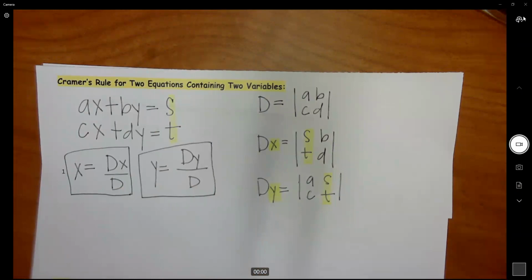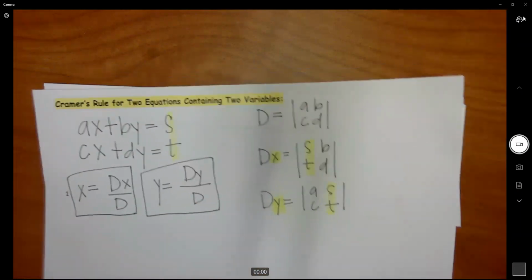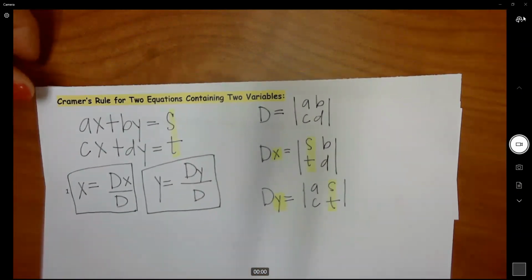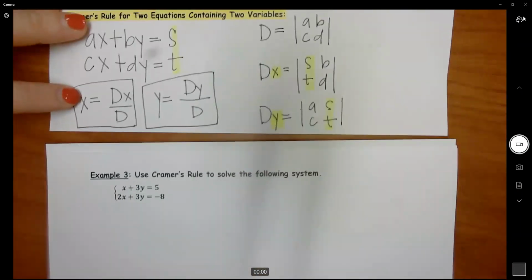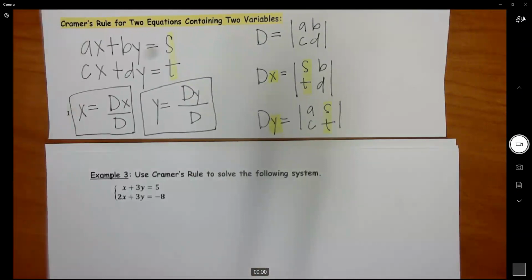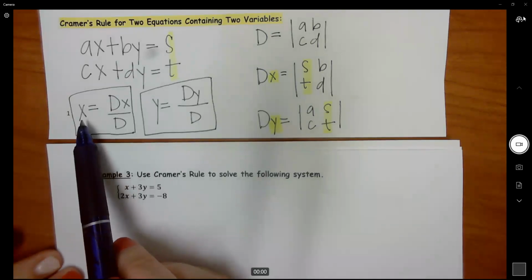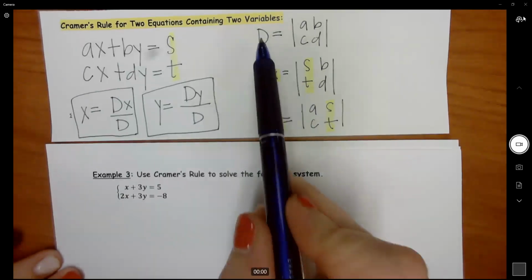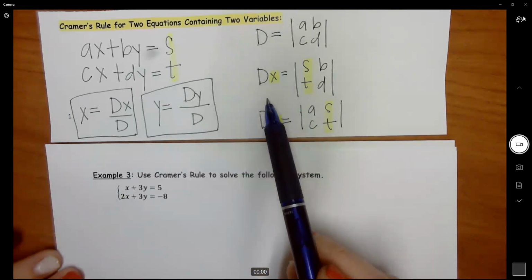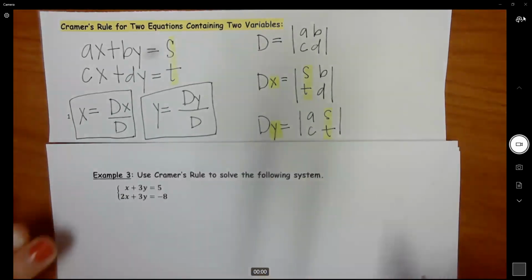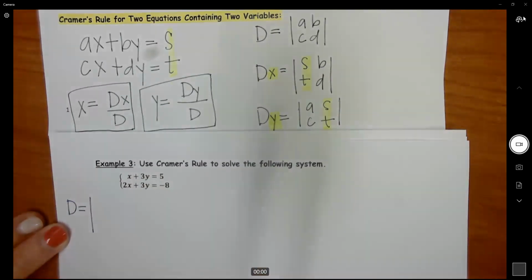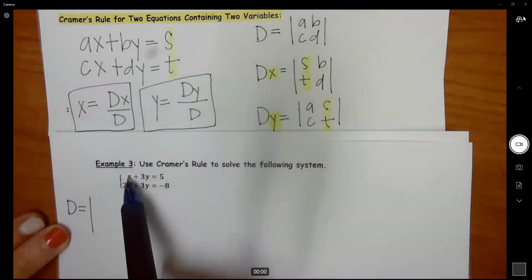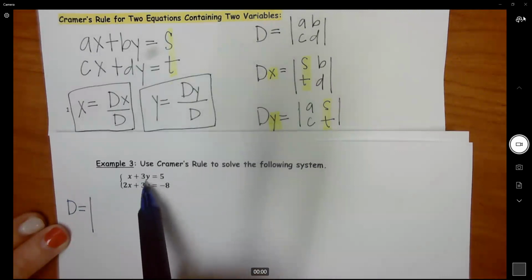Okay, so let's apply this. And if you haven't already, take a moment to pause this so you can copy it down. So here in example 3, we're going to use this formula. Before I even jump into the x and the y, I need to figure out what my D is, what my D sub x is, and what my D sub y is. Well, my D is what is in my x column and what's in my y column.